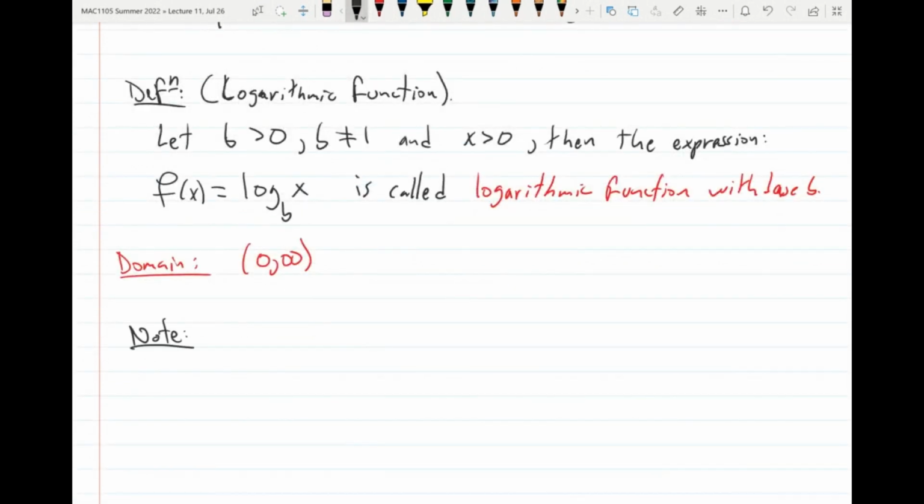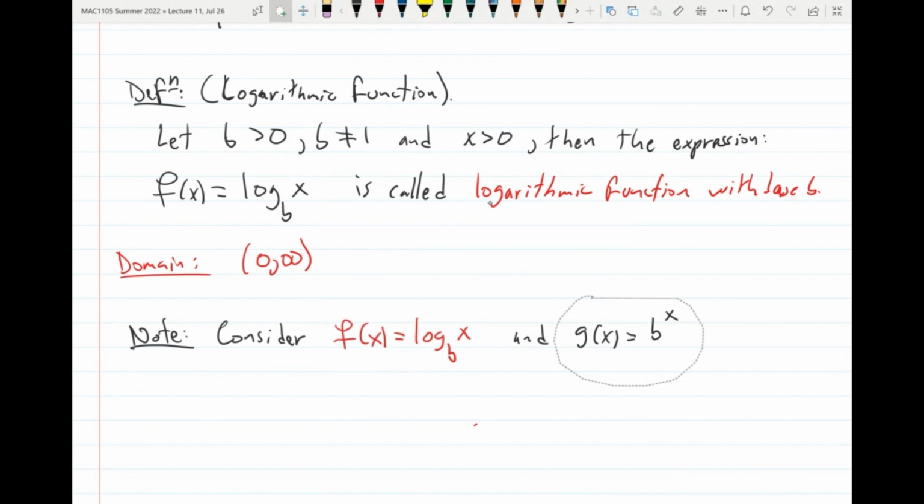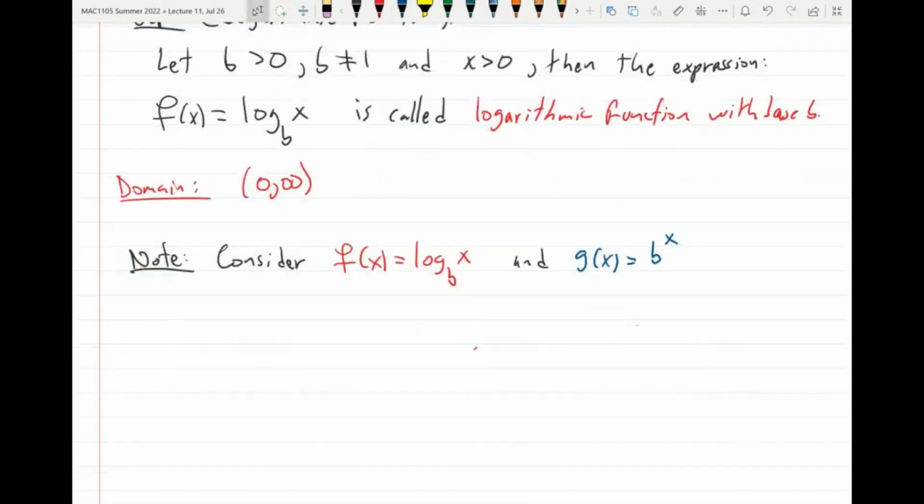So note. Let's consider the function f of x equals log base b of x. And let's consider g of x be the function b to the x. Okay? Let's look at these two functions. Let's do little colors. So this is my logarithmic function, and now let's take a look at the exponential function. And what I want to do is I want to do the composition. Okay? We're big guys, so we can do this in general. There's no need to do a concrete example. So let's say that this is the function f, right? This is the logarithmic function. And here we have the function g.